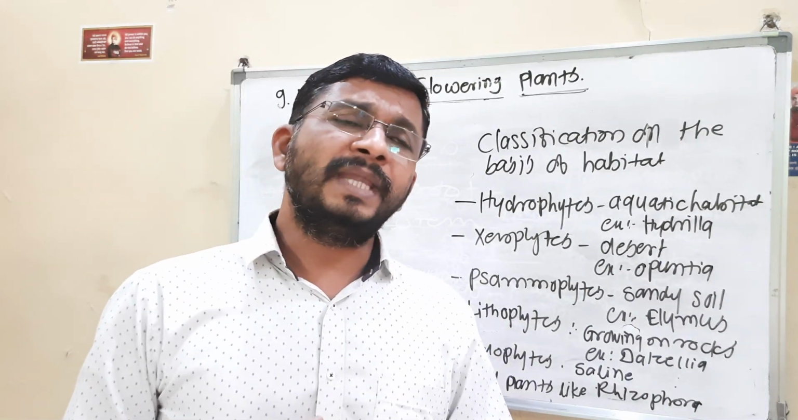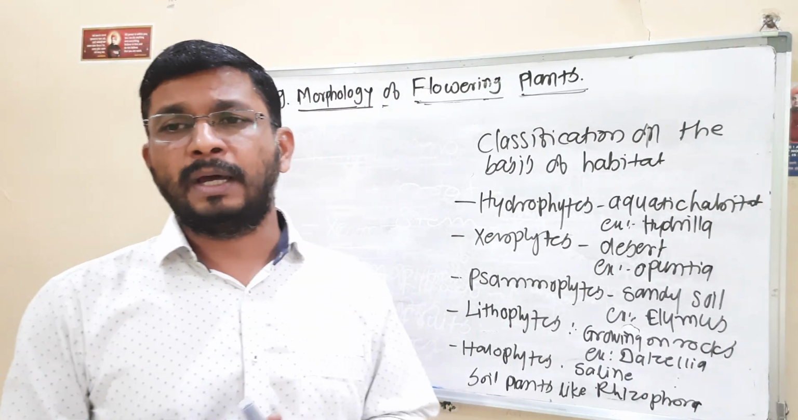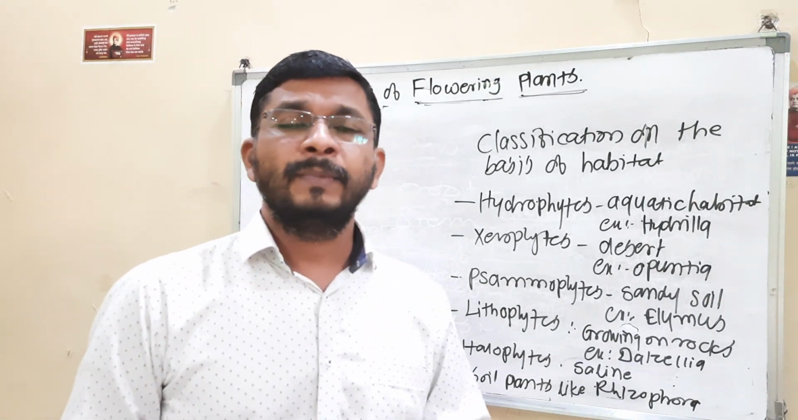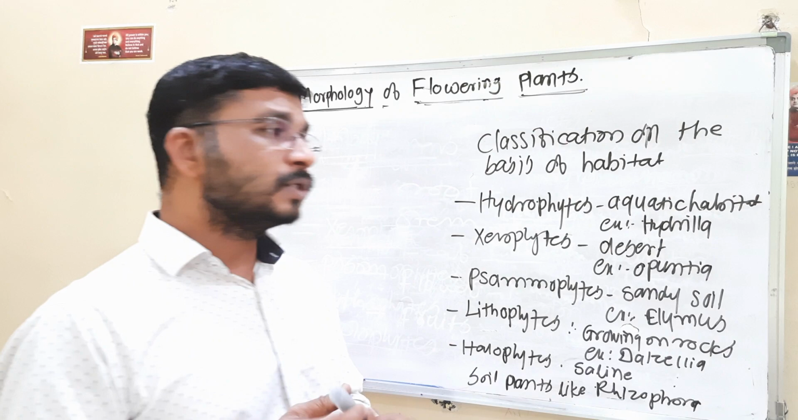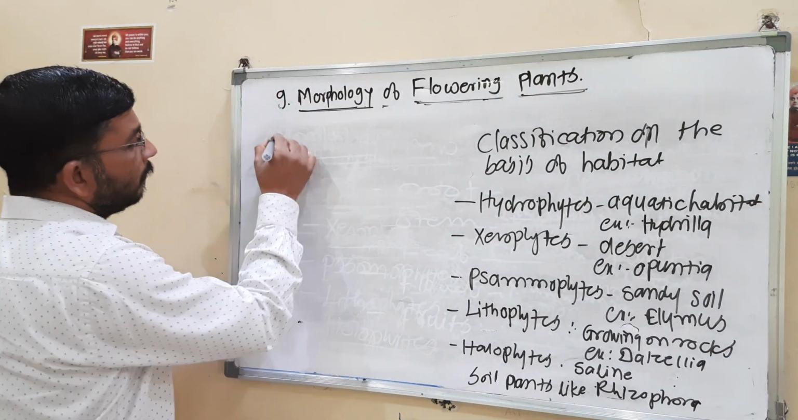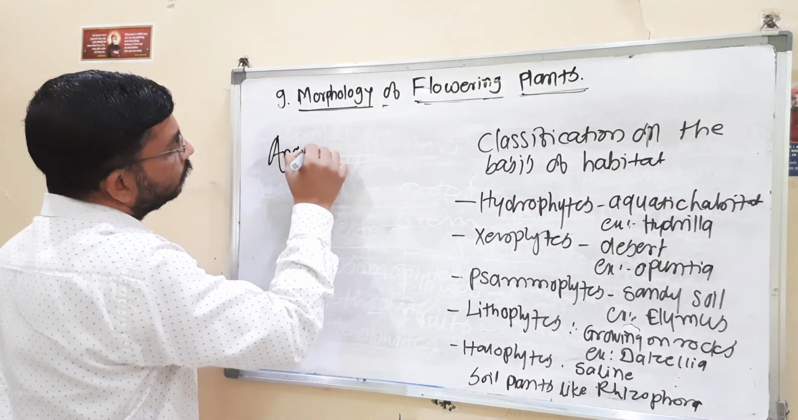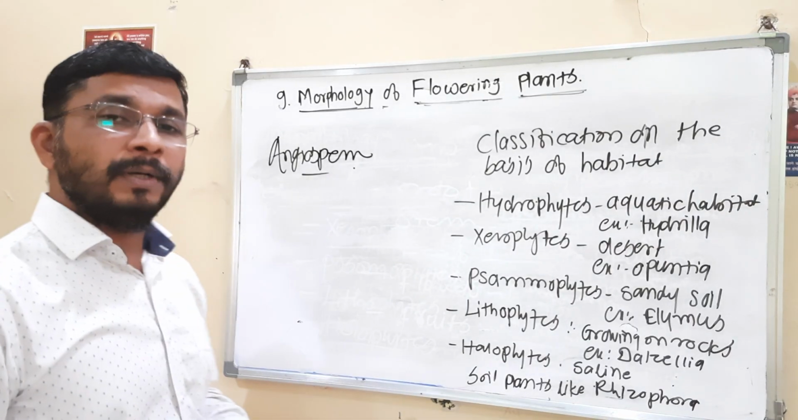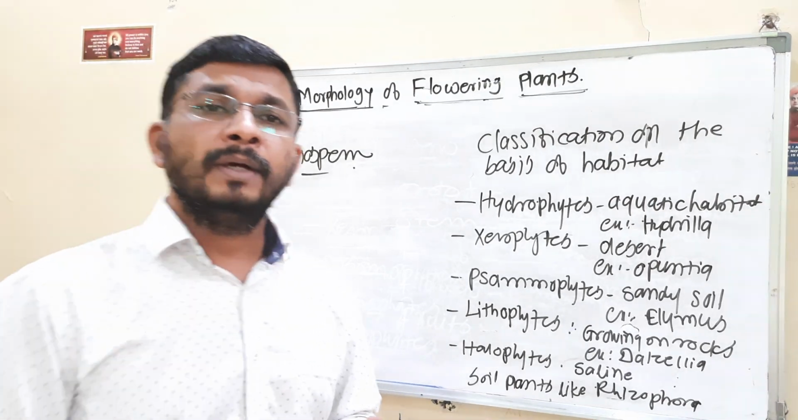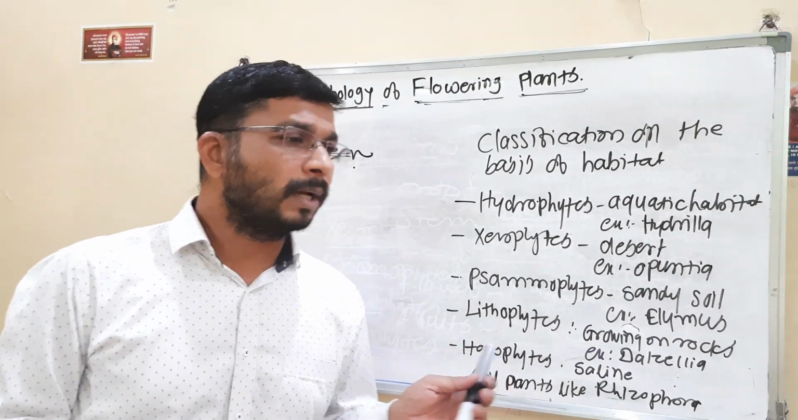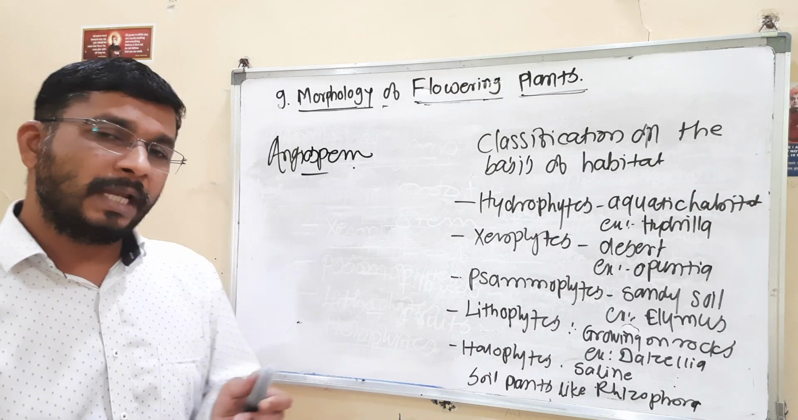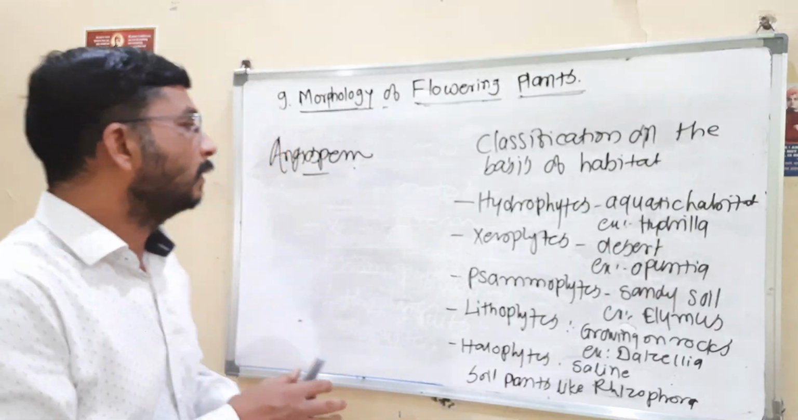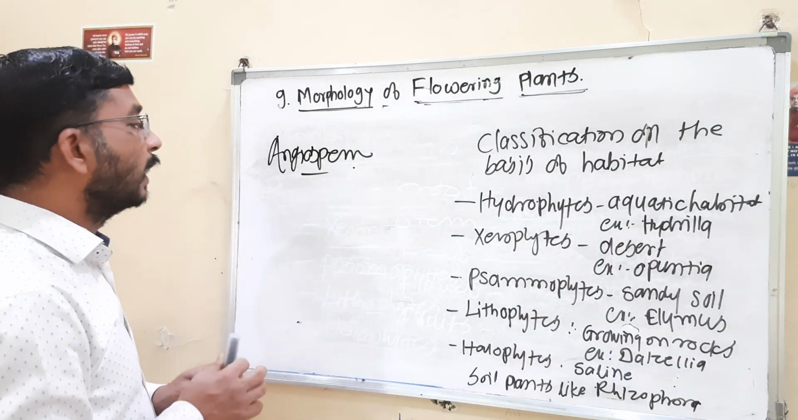Angiosperms are one of the flowering plants, you know it very well. What do you mean by angiosperm? Angiosperms are those plants having enclosed seeds. Angiosperm means enclosed seed. The seeds are enclosed inside the fruit in angiosperms.